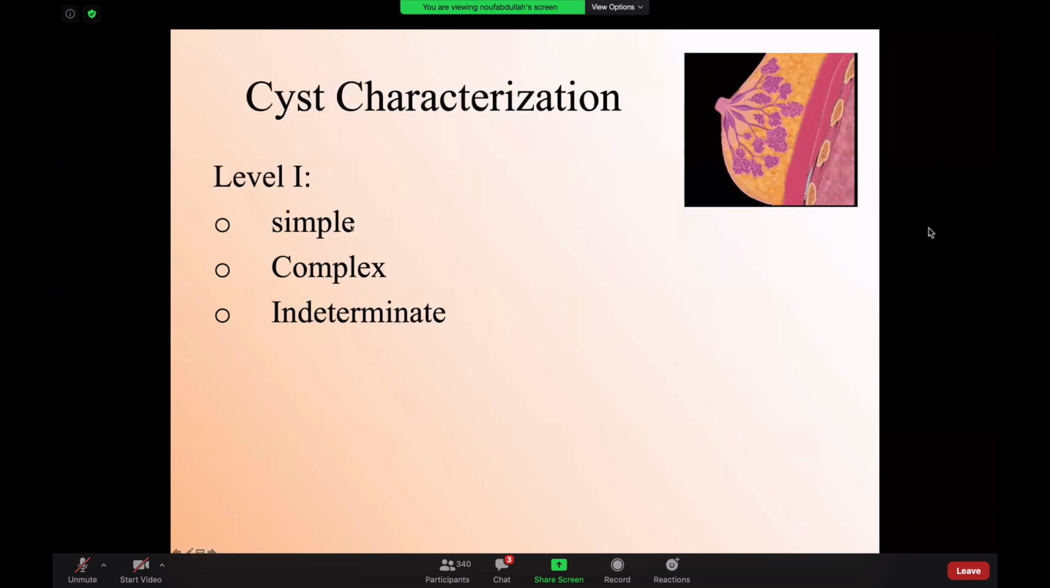So for a complex cystic lesion, what is the definition? A complex cystic lesion means that the wall of the cyst is thick. It might have a solid nodular component. It might have an internal vascularity. If you see any of the following that I mentioned, then you are dealing with a complex cystic lesion. What's the BI-RADS of a complex cystic lesion? It's usually BI-RADS 4 and above.